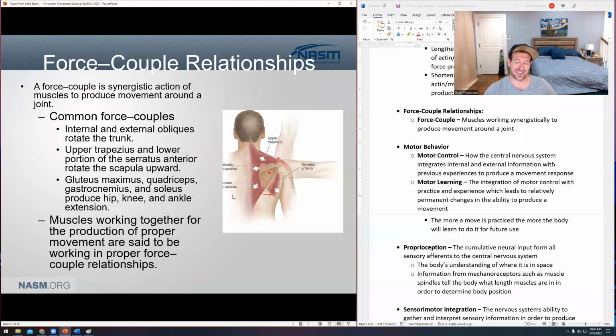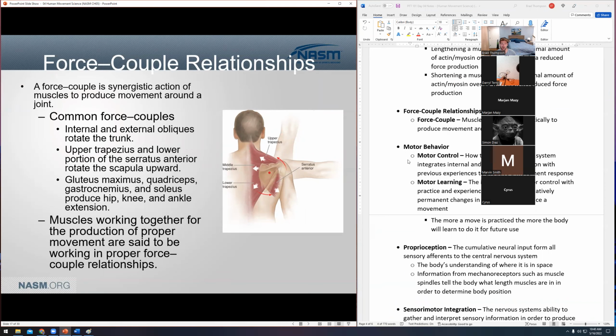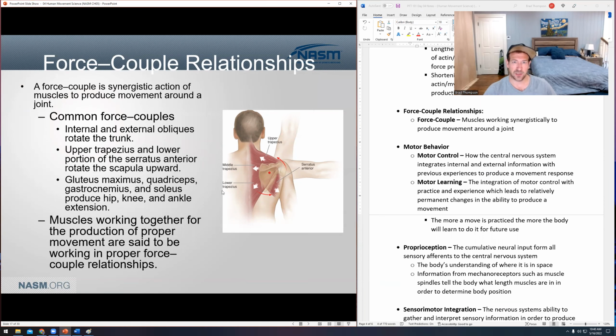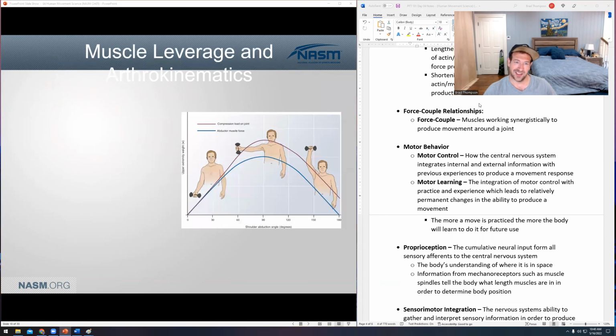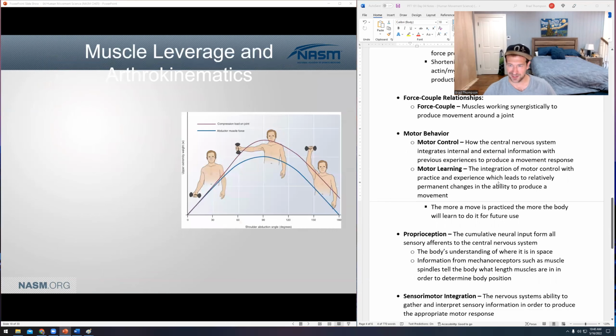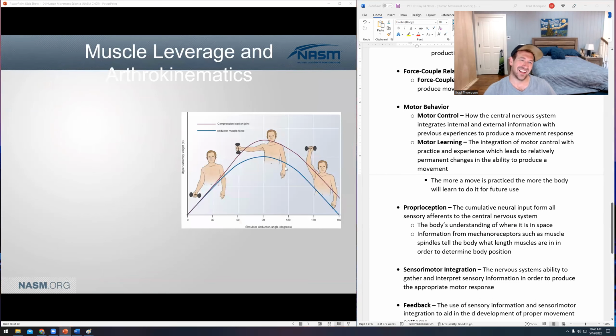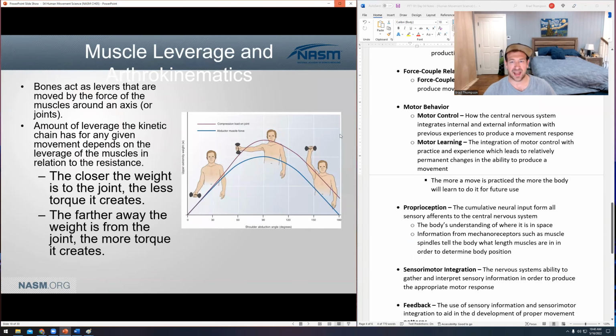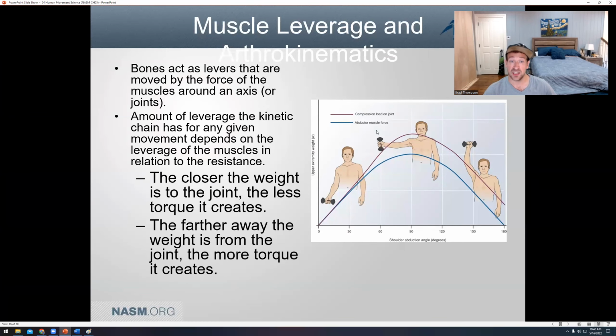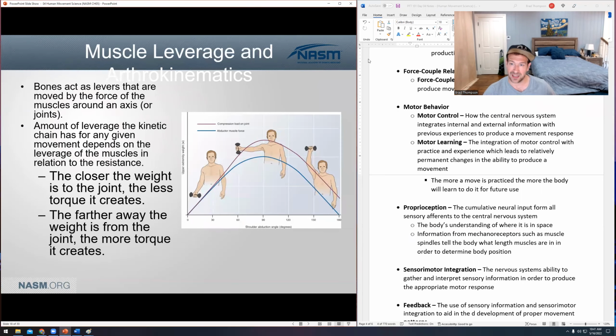It's kind of confusing because to me, the word couple means two, but a force couple could be a lot of muscles all at once. It should be called a force a couple. Force a couple of muscles to work together. And you can kind of see that happening again here. Multiple force couples.